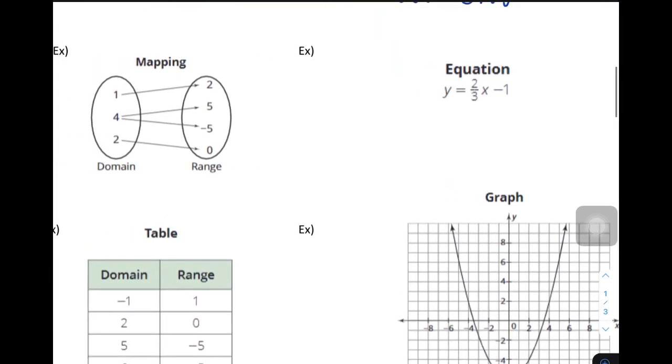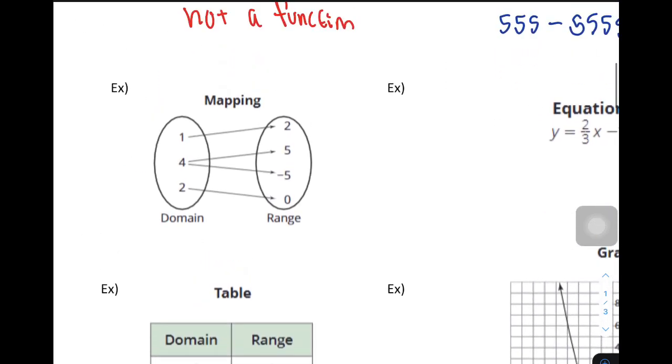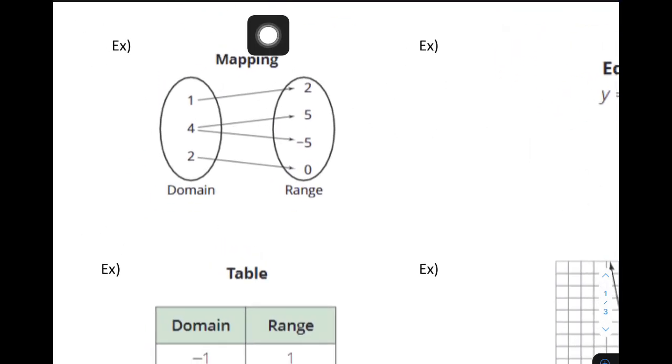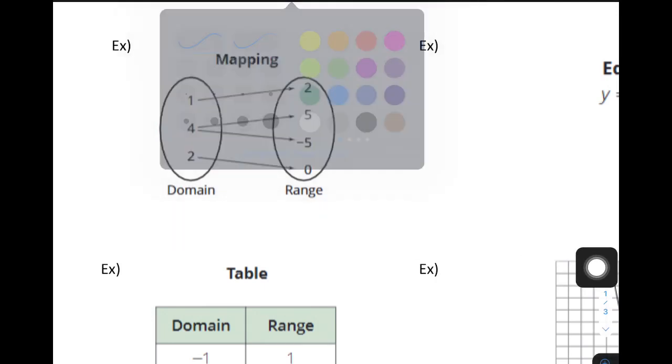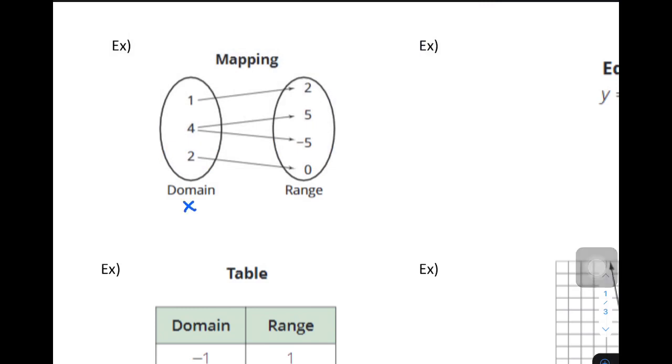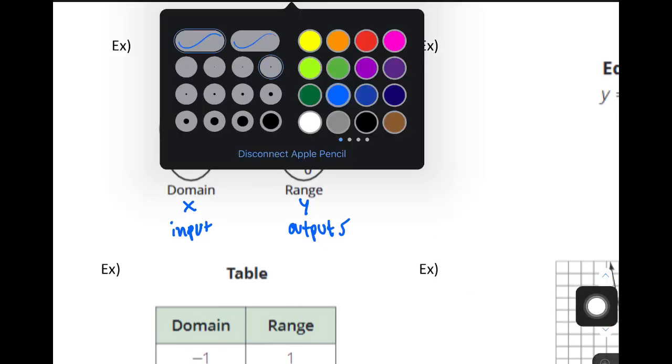All right, so we have some examples here of some functions or non-functions. So let's just talk about each of these real quick. So looking at this example, this is called a mapping. We have domain, range. These are kind of interchangeable for x and y's, or inputs and outputs. So let's recognize, is this right here a function? And remember, in order to be a function, each input has to have exactly one output.